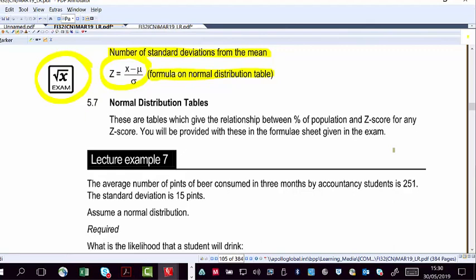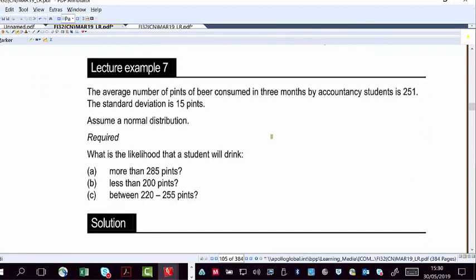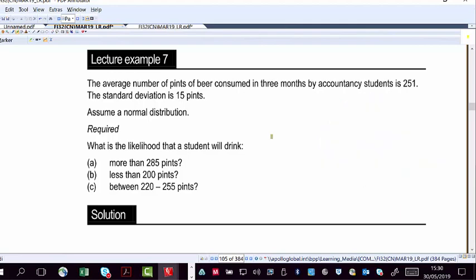Now we've already looked at the normal distribution tables. We've seen from them that it gives us a percentage, and the tables will show the relationship between the percentage of the population and the Z-score for any specific Z-score. And remember that we are provided with the tables in the exam. Let's look at lecture example 7 then, and we're going to use this just to help us understand what the normal distribution can be used for and what your normal distribution tables can help us identify.